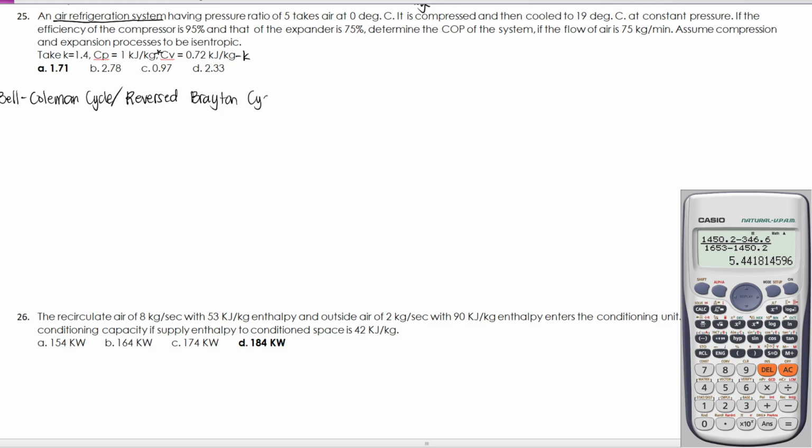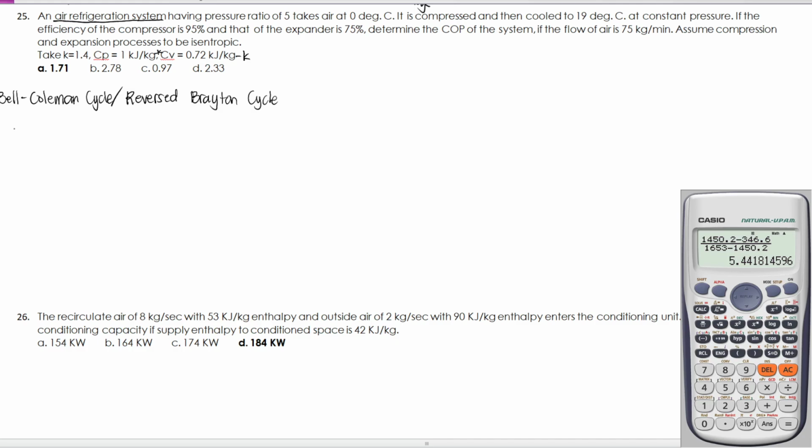Okay. So, kaya kapag nakita natin si air refrigeration system, that is Bell-Coleman cycle as well, and also reverse Brayton cycle. So, lahat ng refrigeration cycles, they came from reverse ng isang heat engine cycle. So, kagaya na lang nito. Okay? Kagaya na lang din ni Carnot, kagaya na lang din nung sa vapor compression cycle kanina.